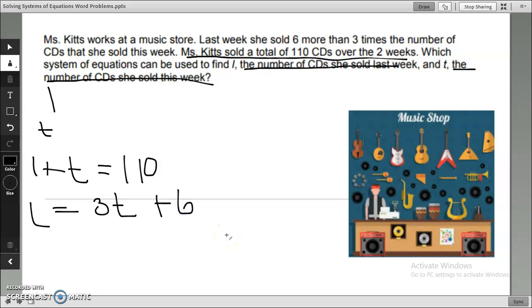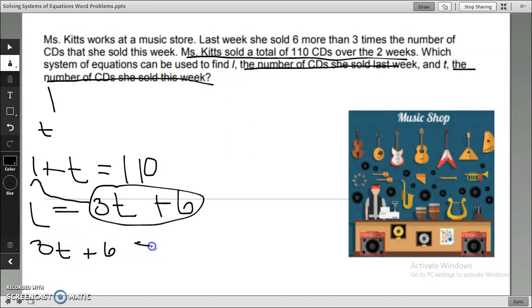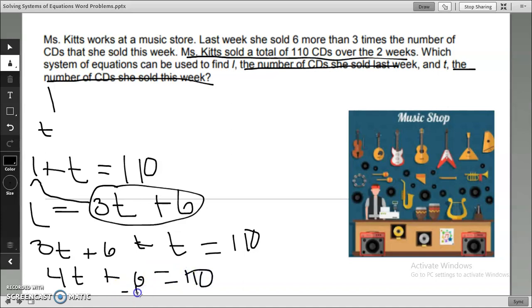All right, so we did what they asked us to do, but why not solve it? Let's go ahead and solve it because we love math and that's what we're going to do. And we can use our substitution method here. So I can plug this whole thing in for L here. So I'm going to say 3t plus 6 plus t is equal to 110. Okay, first thing I need to do is combine my like terms. So I get 4t plus 6 equals 110. Then I'm going to subtract 6 from both sides.